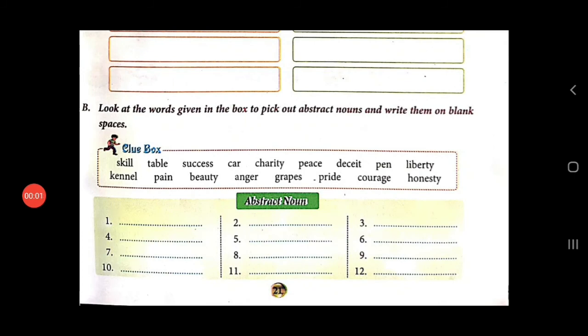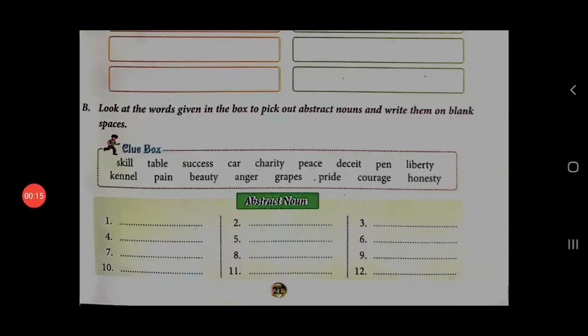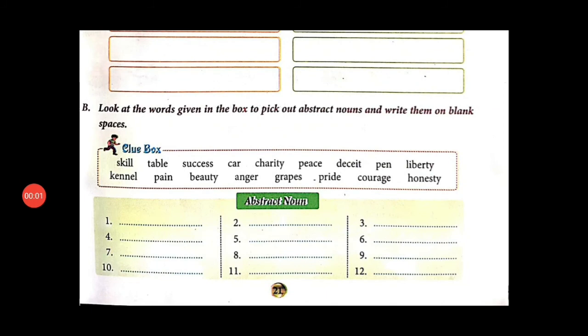Now question number B on the same page. First of all, we will read the instruction given. Look at the words given in the box to pick out abstract nouns and write them on blank spaces. Now what you have to do, children, over here a clue box is given. It has many words, you all might have seen, right? So you have to pick up abstract nouns from that box, and then write them down one by one in the space given below.